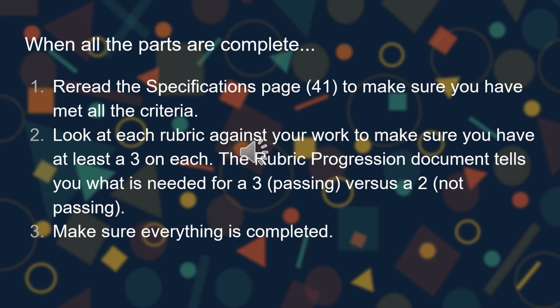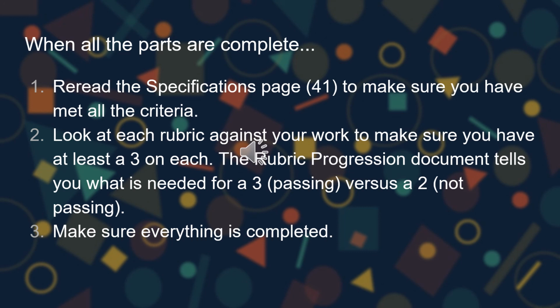And then when all of your parts to your task 1 are complete, you're going to go back and read the specification page again to make sure that you've met all the criteria. This one is really important because if you don't do this, and you don't match the specifications that they need, you can get an incomplete, which means your portfolio won't be scored and you'll be paying the $300 to submit all over again. So you want to make sure you follow the specifications page.